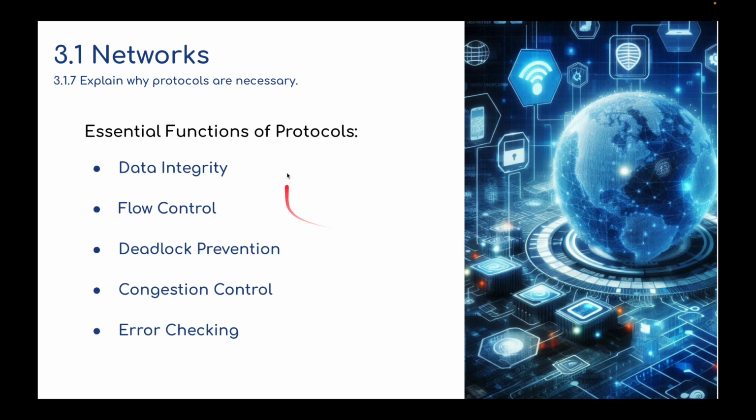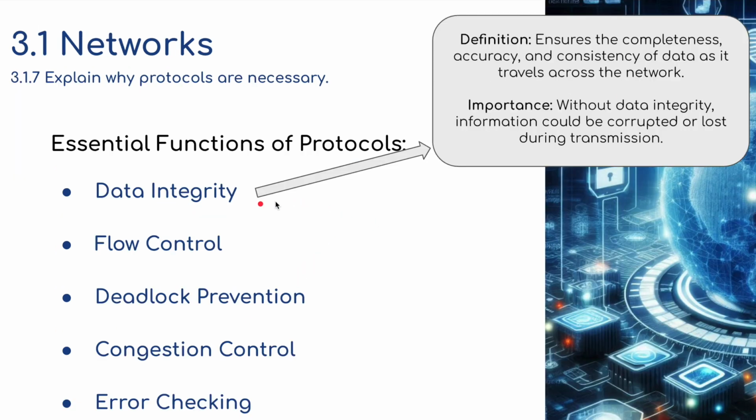But now we're going to be looking at the functions of protocols, i.e. data integrity, flow control, deadlock prevention, congestion control, and error checking. So let's start with data integrity. This ensures the completeness, accuracy, and consistency of data as it travels across the network. Without data integrity, information could be corrupted or lost during transmission.